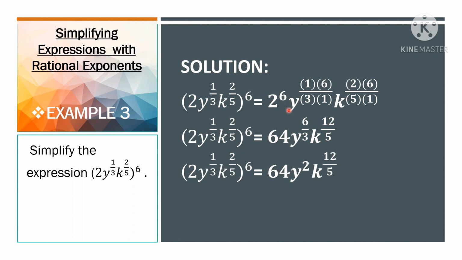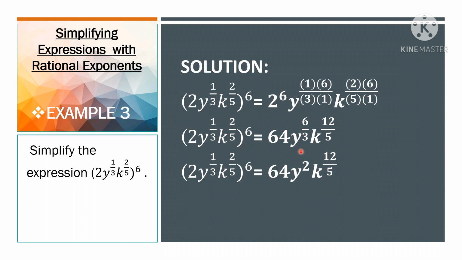2 raised to 6 is equal to 64. O, paano po naging 64 yan? Ano po bang ibig sabihin ng 2 raised to 6? Ibig sabihin, that is 2 times 2 times 2 times 2 times 2 times 2. 6 na 2 ang imumultiply ninyo. Or imumultiply ninyo si 2 ng 6 na beses sa kanyang sarili. So, that is equal to 64.